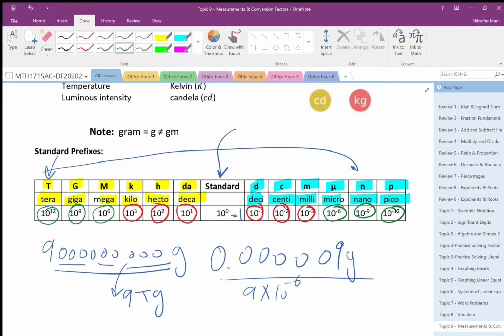Okay, I need to know how I can go from one of them to the other. So I need to know this table. If I go to the right, it's less than 1. If I go to the left, it's more than 1. So it's the opposite of the number line.